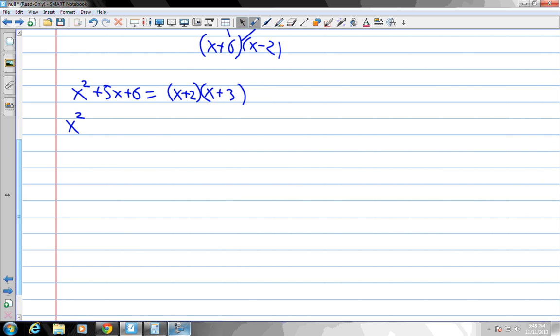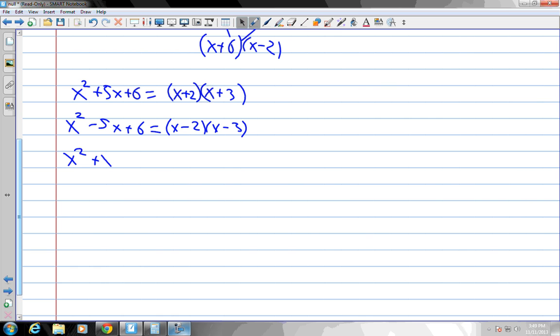How about x squared minus 5x plus 6? Two numbers that multiply to positive 6 and add to negative 5. Negative 2 and negative 3. We can always check by FOILing, but when in doubt. That's the nice thing about factoring.